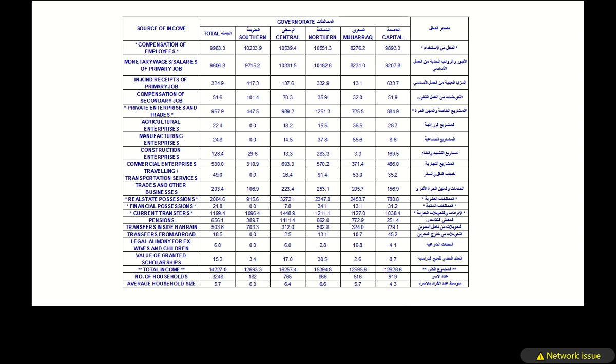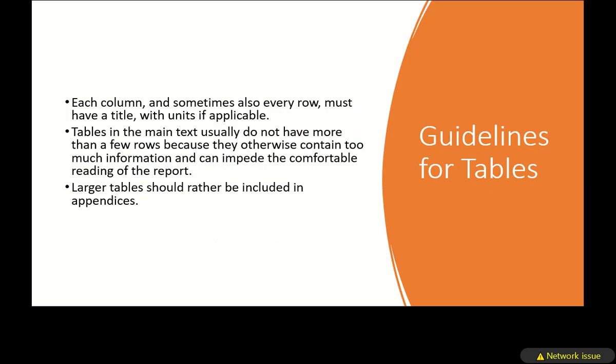All the rows are showing the same information for different, what is this now? Different governorates. So then I don't need the row title. Okay, or if all these values are totals, then I don't need a column title, right? If they are not for each governorate, I don't need the column title. Okay, so according to the data, the rows and columns should have some titles. Okay.